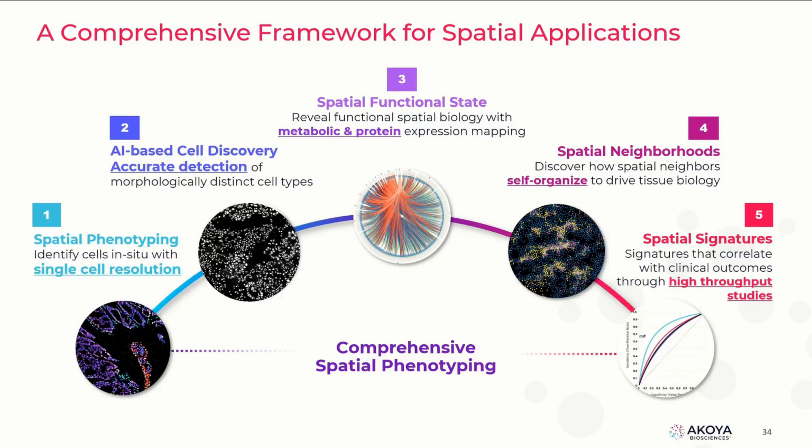With a single-cell mapping as the baseline, we can then move into making new discoveries. It can be AI-based cell discovery to study cell morphology or spatial functional states by combining metabolic and protein expression, or cellular neighborhoods to see how cells organize themselves to drive tissue biology. And on the translational or clinical side of the spectrum, the goal is discovering spatial biomarker signatures and establishing their clinical significance. But the final analysis steps depend on the question under consideration. But this comprehensive framework captures the continuum of needs across discovery, translational, and clinical research.